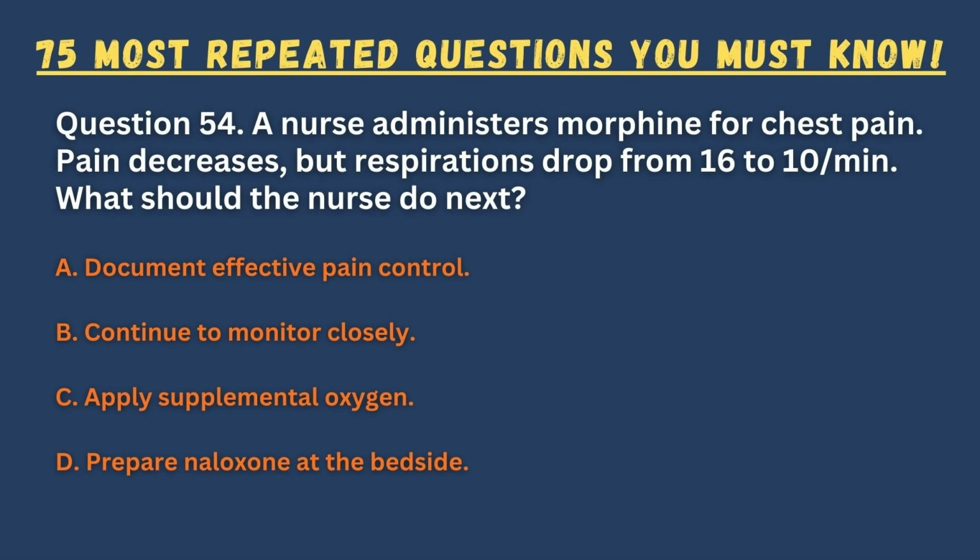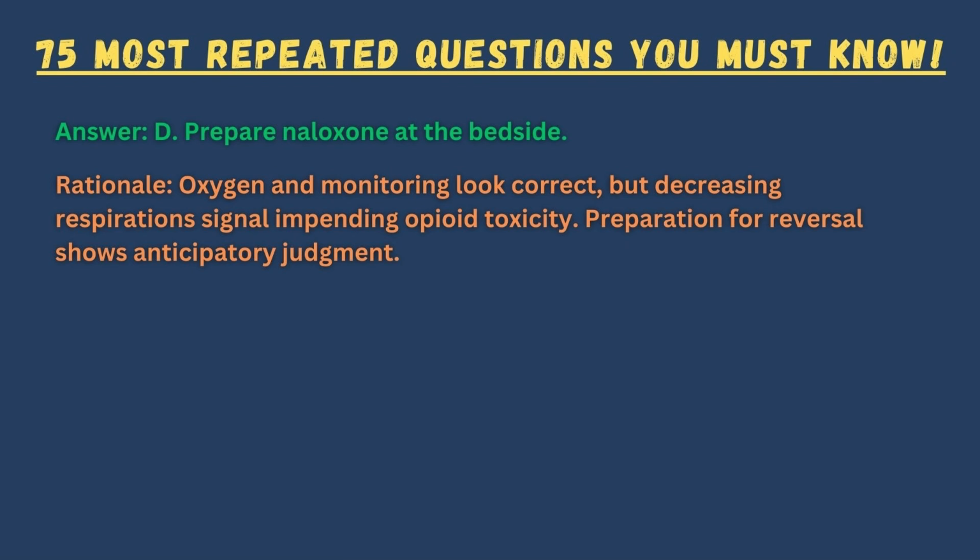Question 54. A nurse administers morphine for chest pain. Pain decreases, but respirations drop from 16 to 10 per minute. What should the nurse do next? A. Document effective pain control. B. Continue to monitor closely. C. Apply supplemental oxygen. D. Prepare naloxone at the bedside. Answer: D. Rationale: oxygen and monitoring look correct, but decreasing respirations signal impending opioid toxicity. Preparation for reversal shows anticipatory judgment.